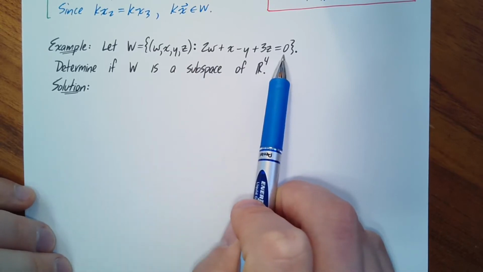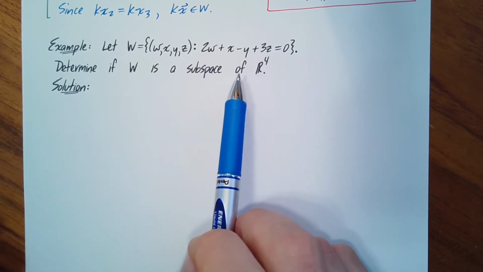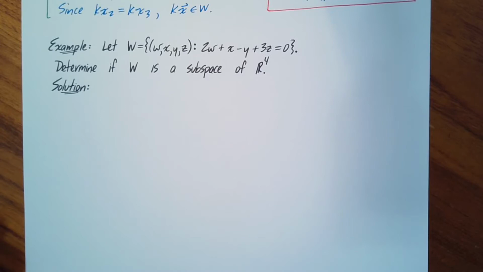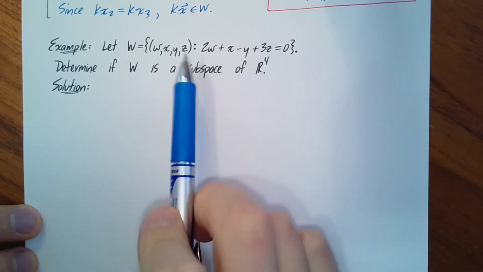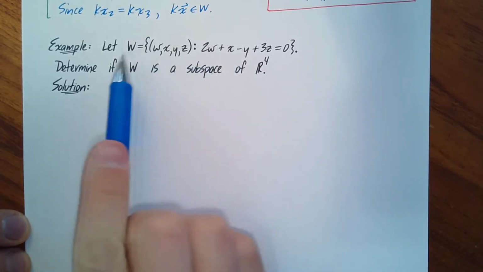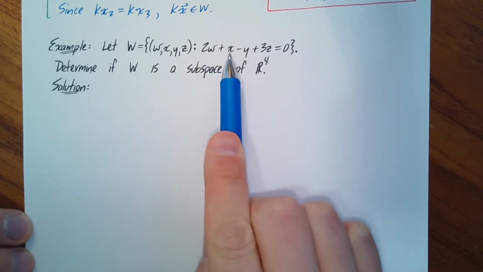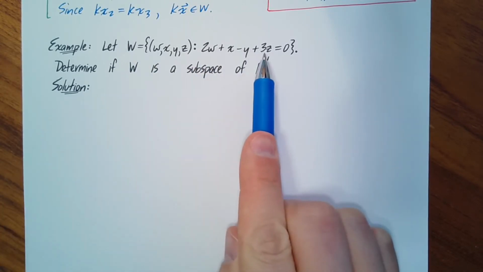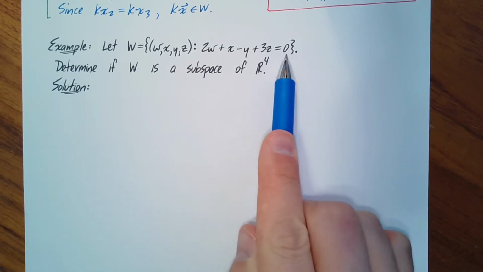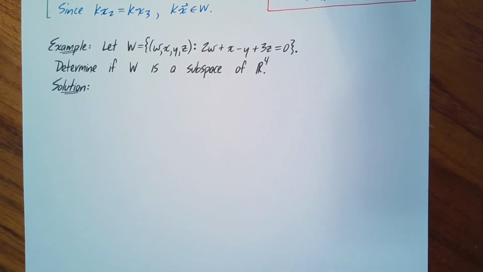Notice I avoided saying W, X, Y, and Z, because those are just dummy variables or placeholders used to represent coordinates. Really, the thing that you would need to check to show that a vector is in W is that 2 times the first coordinate plus the second coordinate minus the third coordinate plus 3 times the fourth coordinate is equal to 0, right? You wouldn't need to even mention W, X, Y, or Z.